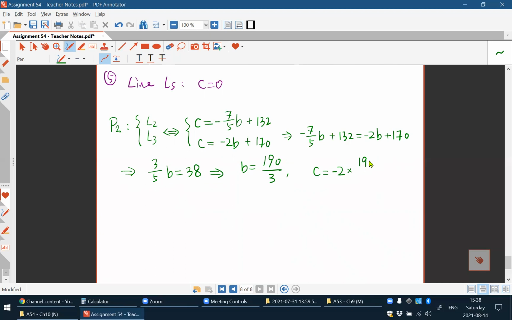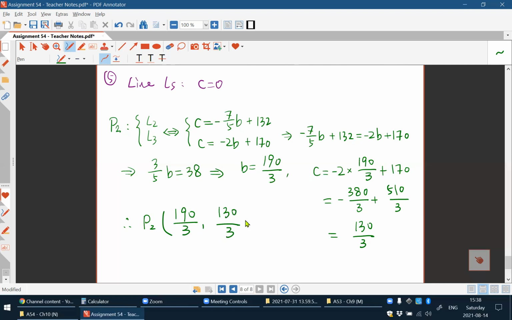And if you put B equals 190/3 into one of the original equations, C should be minus 2 times 190/3 plus 170, which is minus 380/3 plus 510/3, which is 130/3, right? So that means the coordinates of P2 are 190/3 and 130/3. Understand? Both of you understand?